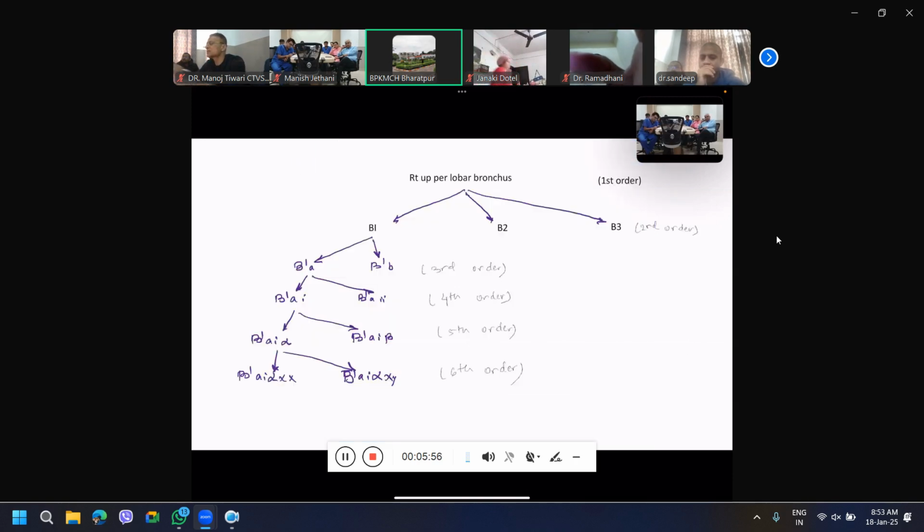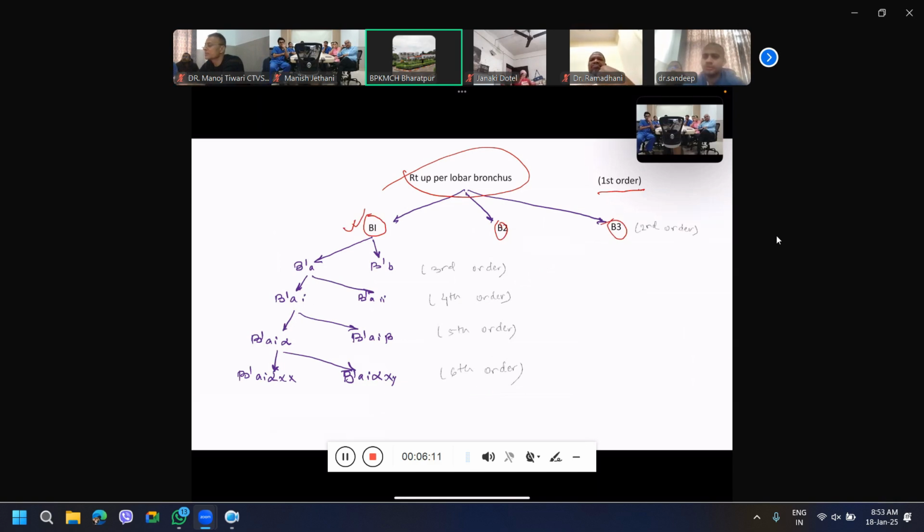Even further, order 6 division, where they give X, Y, Z. Coming to an example, take the right upper lobe bronchus. We know this is the first order of division. It has 3 segments: B1, B2, and B3. Let's take B1, the apical segment of the right upper lobe. It has 2 subsegments, B1A and B1B, which come at the third order of bronchial division.